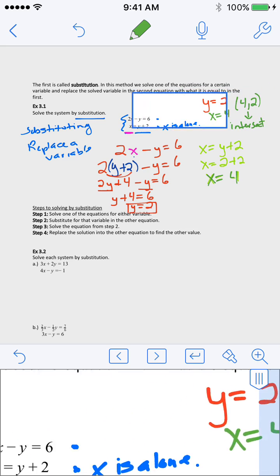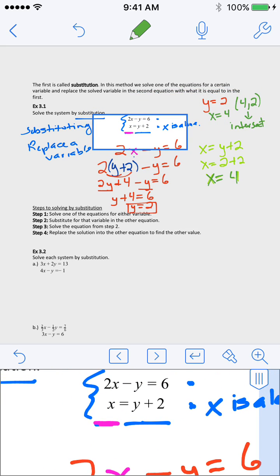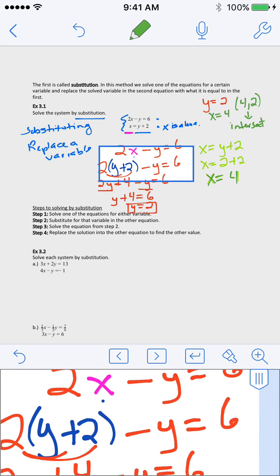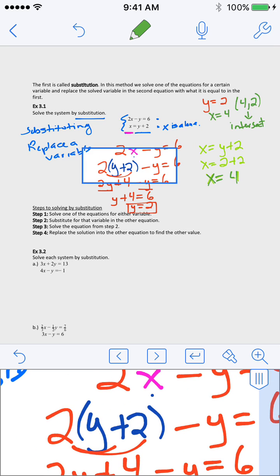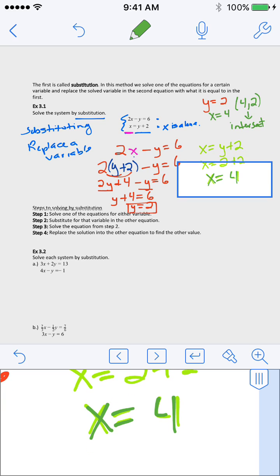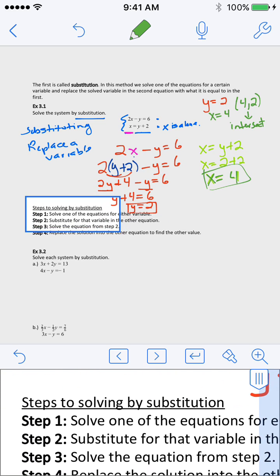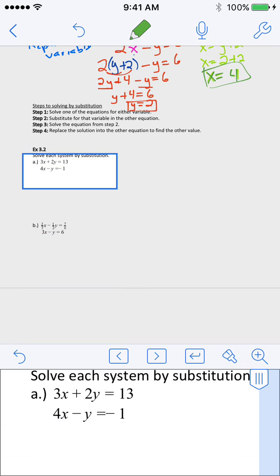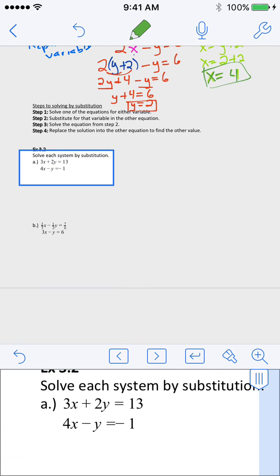Awesome. So that was substitution, where you take a variable and replace it in the other equation so that you're left with just one variable and you can actually solve. Then you go back and solve for the other one. All right, let's try that again, just to get some practice. Let's take a look at this one.